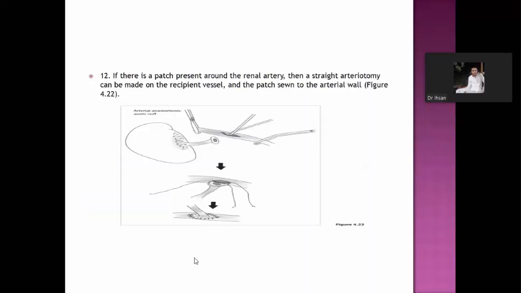If there is a patch present around the renal artery, then a straight arteriotomy can be made on the recipient vessel and the patch sewn to the arterial wall. It is shown in this picture.